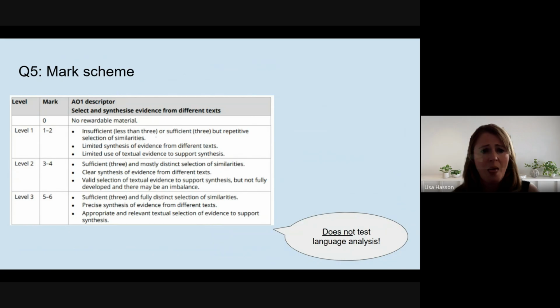Notice here that if you have less than 3 similarities, you are not going to get more than 2 marks on this question. So please make sure that you focus on making sure you've got 3 similarities. If you've done that, then straight away you can jump into this box where you might have 3 similarities which are mostly distinct. So what that means is you might have had 2 similarities that are a bit similar to each other. So you might have said, for example, that both feature climbing and both feature people climbing mountains, which are too similar, I would say. So try and make sure that your 3 similarities are distinct similarities.